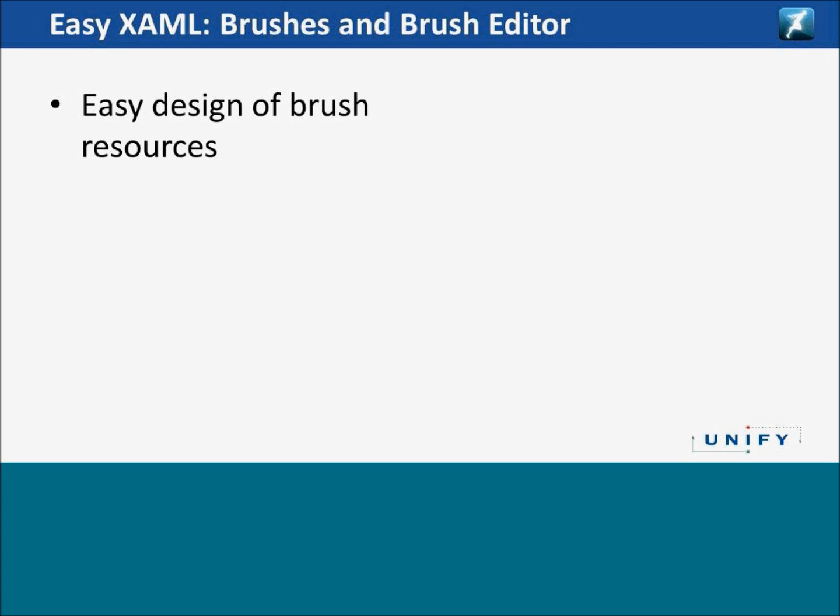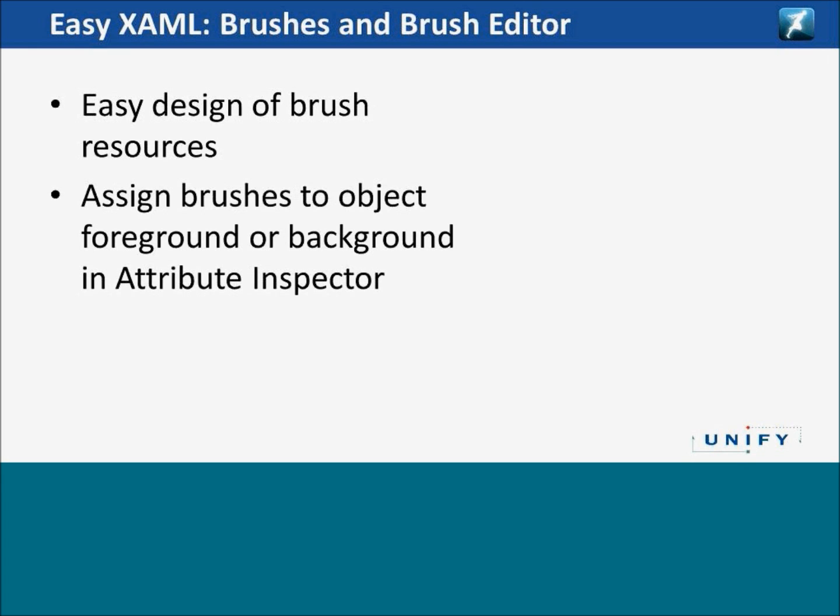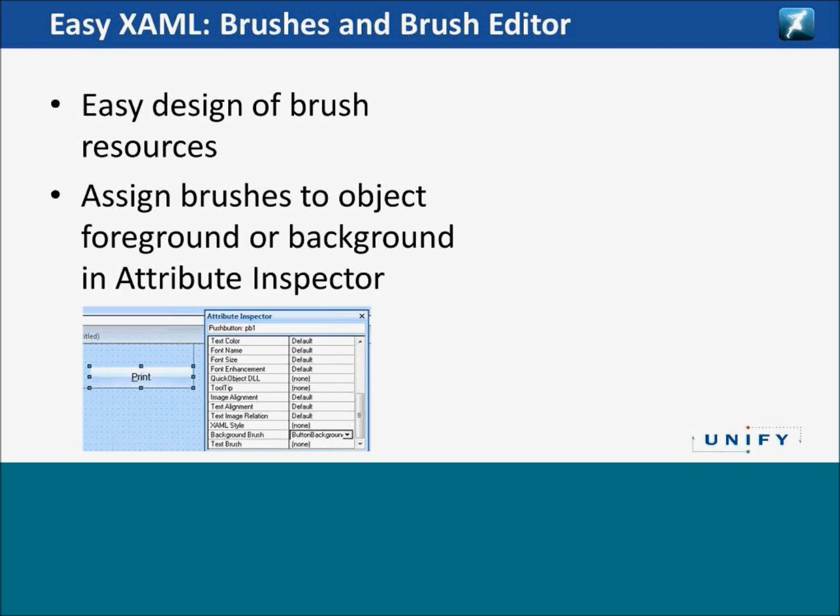So with easy XAML, easy design of brush resources. You can assign brushes to an object's foreground or background in Attribute Inspector. If you're running in Win32, those values will be ignored, of course. Here's what that looks like in the Attribute Inspector. You see the background brush and the text brush, and you see that the background brush has been assigned a name of button background, which is a brush that has been defined.